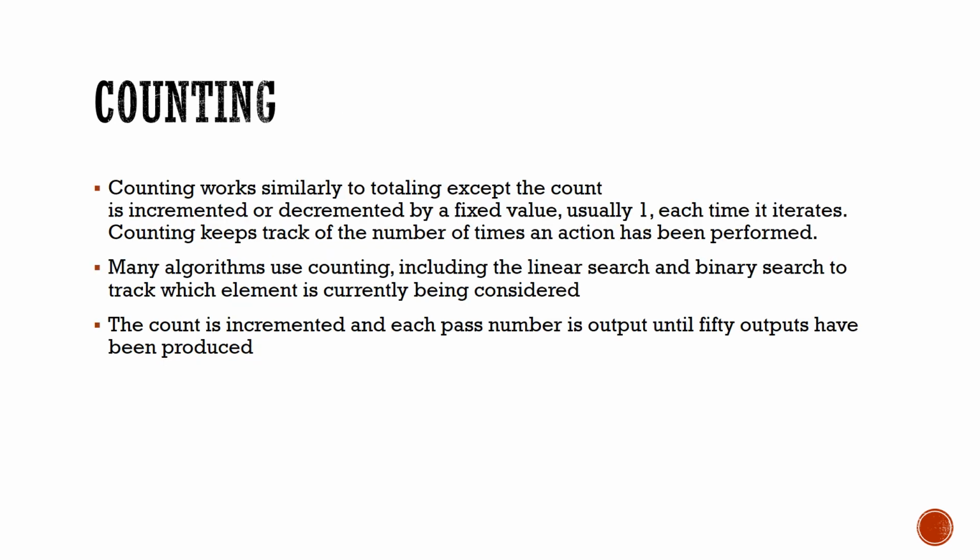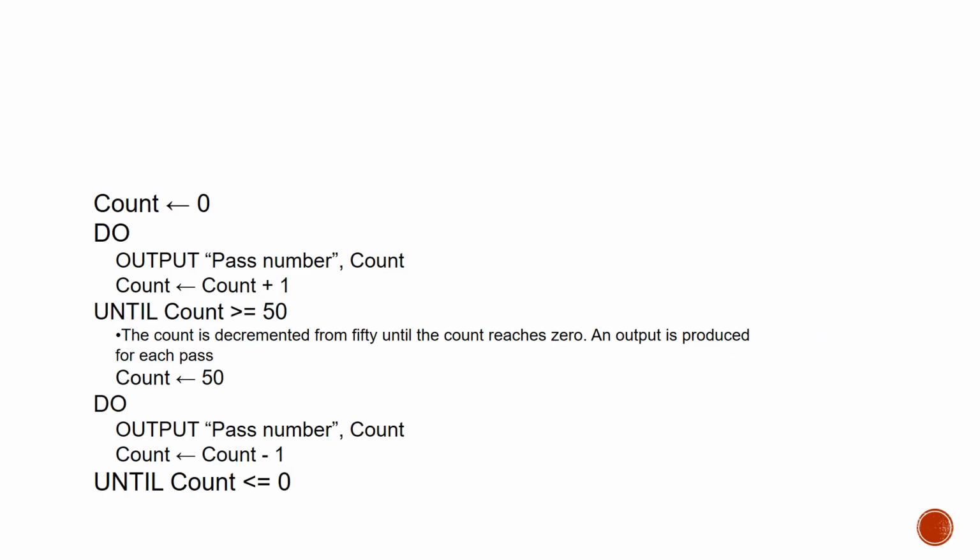The next concept is counting. Counting works similarly to totaling, except the count is incremented or decremented by a fixed value, usually 1, each time it iterates. Counting keeps track of the number of times an action has been performed. Many algorithms use counting, including linear search and binary search, to track which element is currently being considered. The count is incremented and each past number is output until 50 outputs have been made.